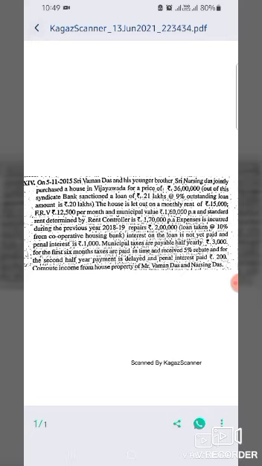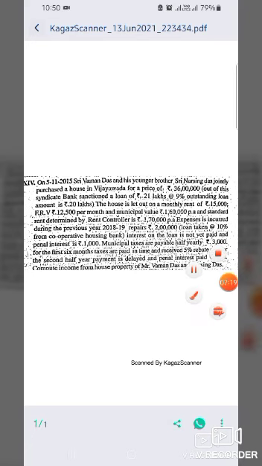So expenses incurred during the previous year 18-19: repairs 2 lakhs. Loan taken at 10% from Cooperative Housing Bank. Interest on the loan is not yet paid, and the penalty on interest is 1,000. Municipal taxes are payable half yearly, 3,000 each. For the first 6 months taxes are paid in time and received a 5% rebate, and for the second half payment is delayed and penalty interest is 200. Compute income from house property of Mr. Vaman Das and Narsingh Das.